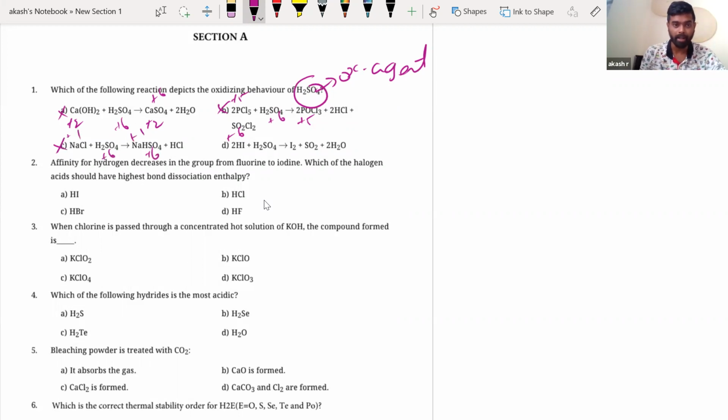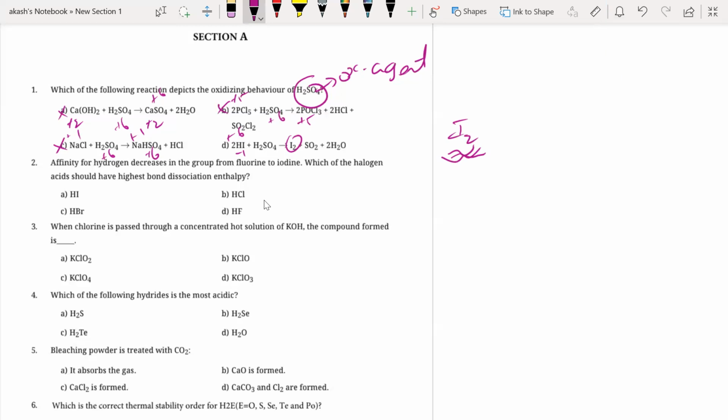But look at this compound, HI, right? I minus, this is -1 oxidation state for iodine. And here you see iodine is in what oxidation state? Can someone quickly tell me what is the oxidation state of iodine in I2? What is the oxidation state? -2. Look at this, people. Whenever you have elements in their free state.